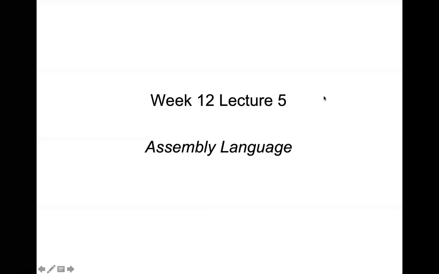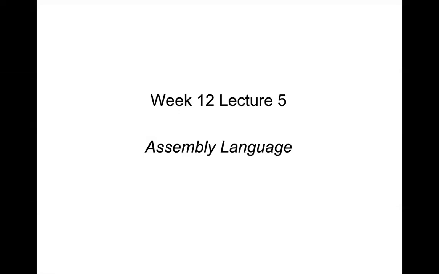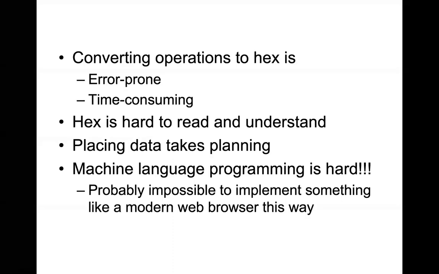This is lecture 5 for week 12 of CS 1030. And in this lecture segment, we're going to start to talk about assembly language. So we're basically done with machine language, and the next several lectures will all be about assembly.